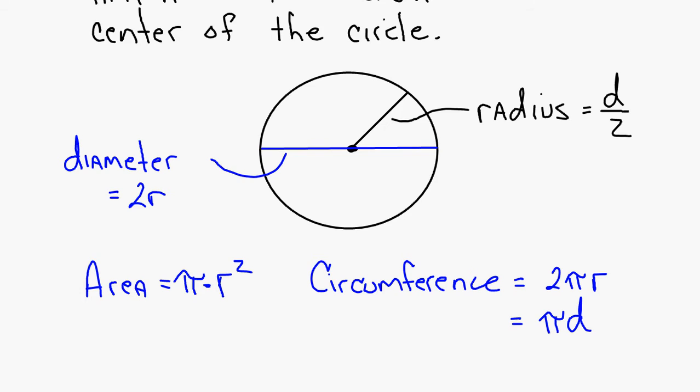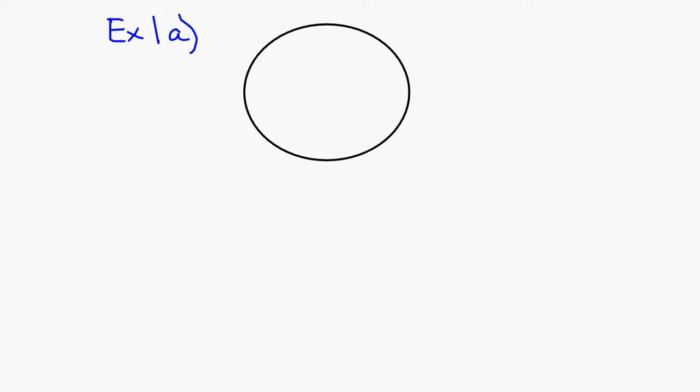Example 1A. Find each measurement, and they ask you to find the area of a circle. And here's the diagram. And they put the 16 centimeters right there. Sometimes it gets confusing whether they're giving you the diameter or the radius. So if you're not sure, ask. But in this case, they're giving you the diameter.